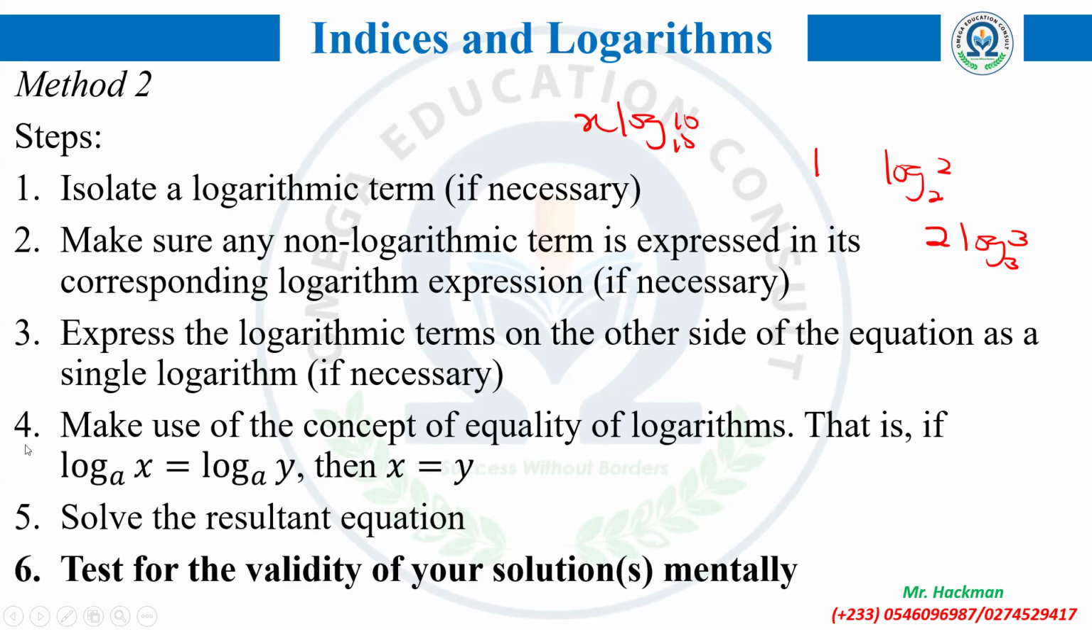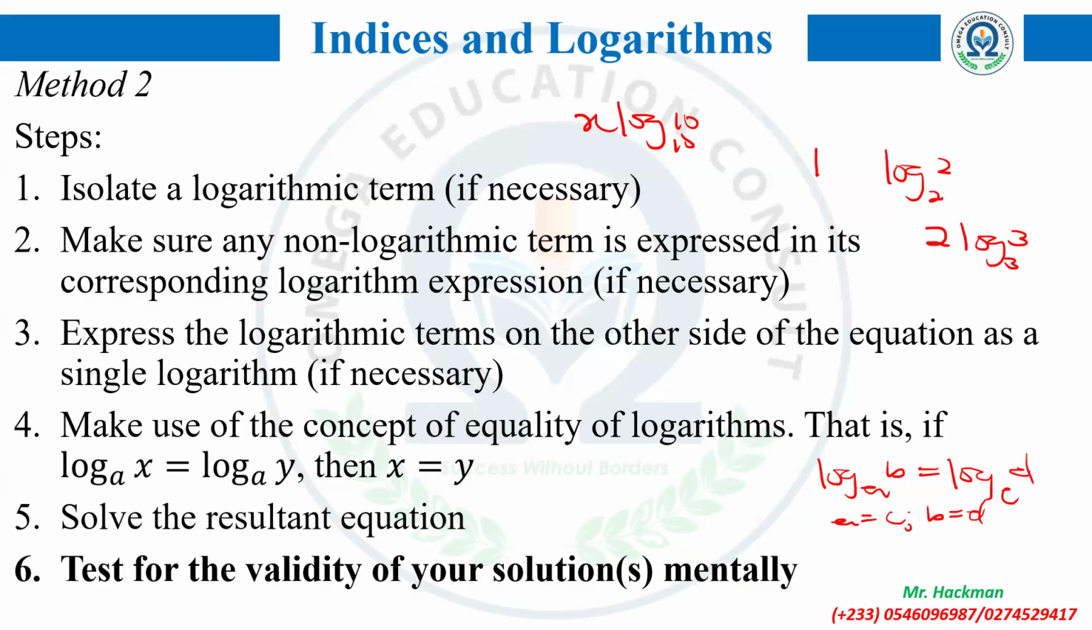Now, the 4th step. With this one, on one side you have a single log. The other side, initially it wasn't a single log, so you will now change it to a single log. So this time, on both sides you have single logs. That's why we say make use of the concept of equality of logs, which I introduced in our previous lesson. Remember I said if log to the base a of b is equal to log to the base c of d, then a must be equal to c. Your bases must be the same, and the numbers that you are taking log of should also be the same. So b must be equal to d. We did that.